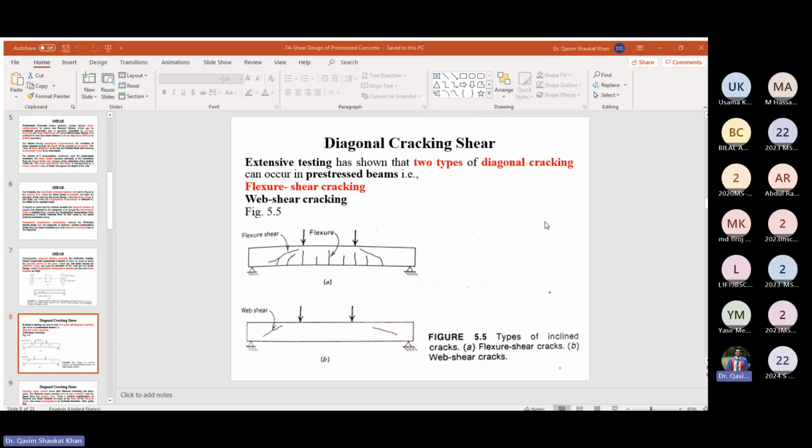So our shear design will be based on flexure shear cracks and web shear cracks. Web shear cracks are pure shear cracks. Flexure shear cracks are those that at the start were flexure, perpendicular, and then become inclined. So this crack will be your flexural shear crack.